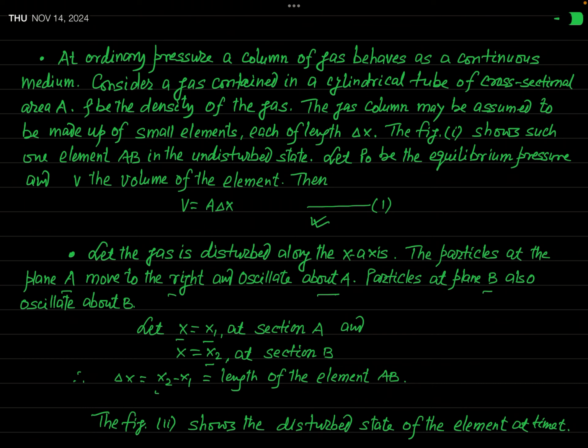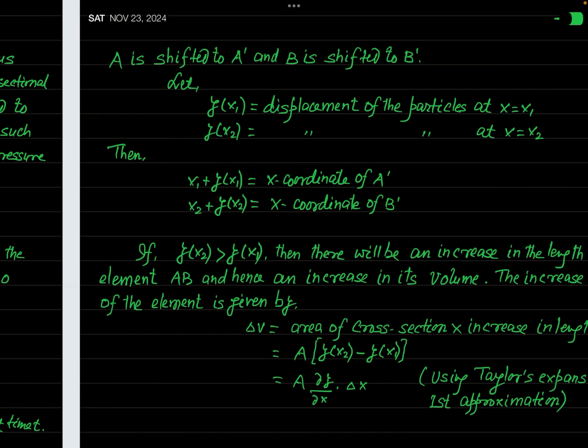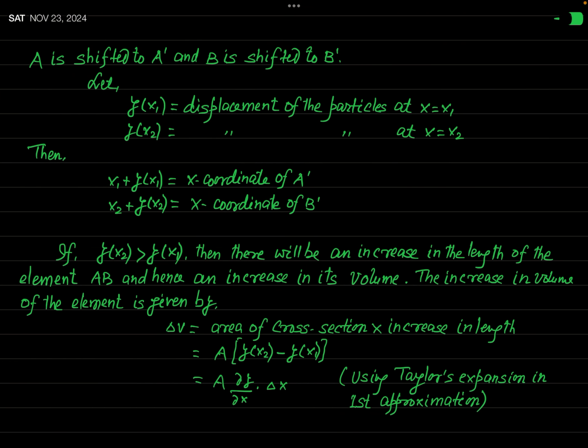And therefore, x2 minus x1, which I have assumed delta x, that is the length of the element AB. And as I have told you, that second figure shows the disturbed state of our system, and we have assumed that y of x1 is the displacement of the particles at x1 and y of x2 is the displacement of the particles at x equal to x2. And therefore, x1 plus y of x1 is the x coordinate of A dashed, and x2 plus y of x2 is the x coordinate of B dashed.